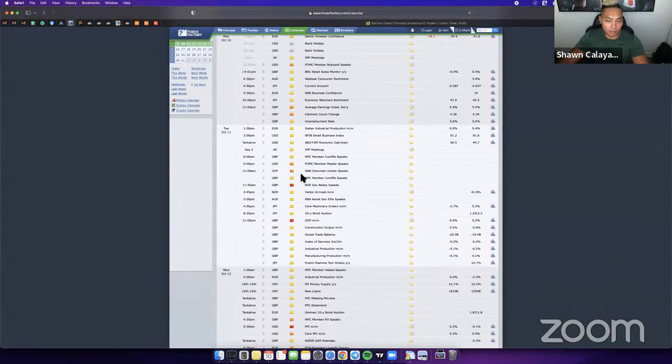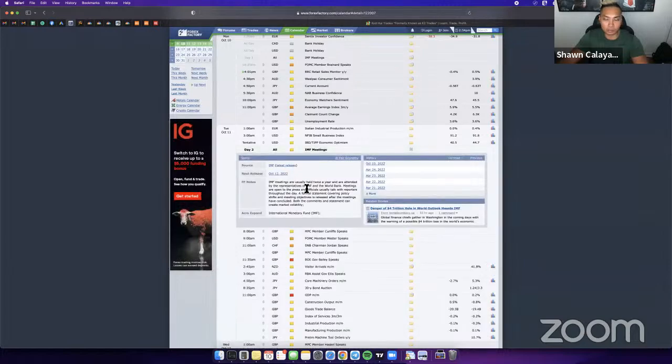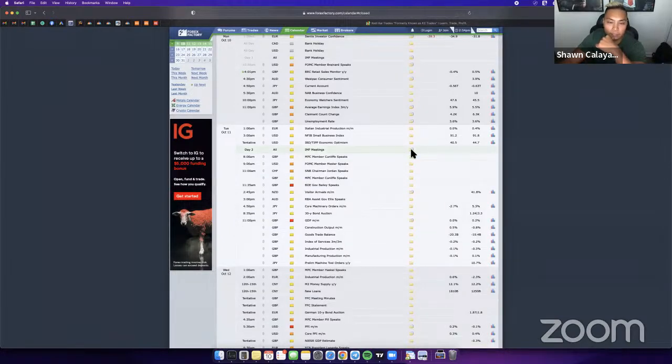Let me check the calendar right here to see if there's anything tomorrow. So we have these IMF meetings. I don't know what they are. Let me check real quick. So IMF meetings are usually held twice a year, attended by the representatives of IMF and World Bank meetings. Okay, so basically just the International Monetary Fund. So international economics. So we got that meeting going on tomorrow all day.